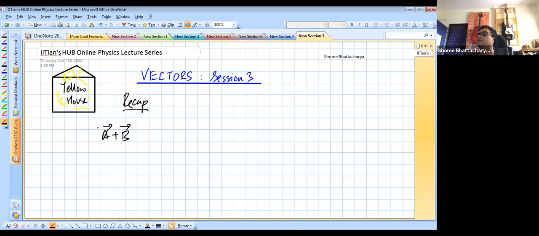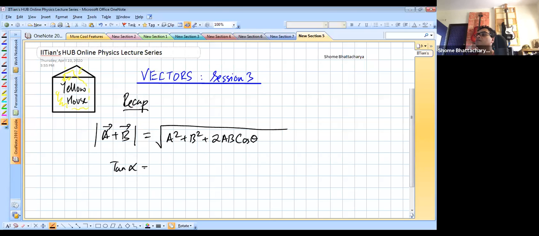of the sum of two vectors is given by this formula, square root of a square plus b square plus 2ab cos theta, and the angle between the resultant vector, which is the sum, and the vector A is given by tan alpha equal to b sin theta upon a plus b cos theta.